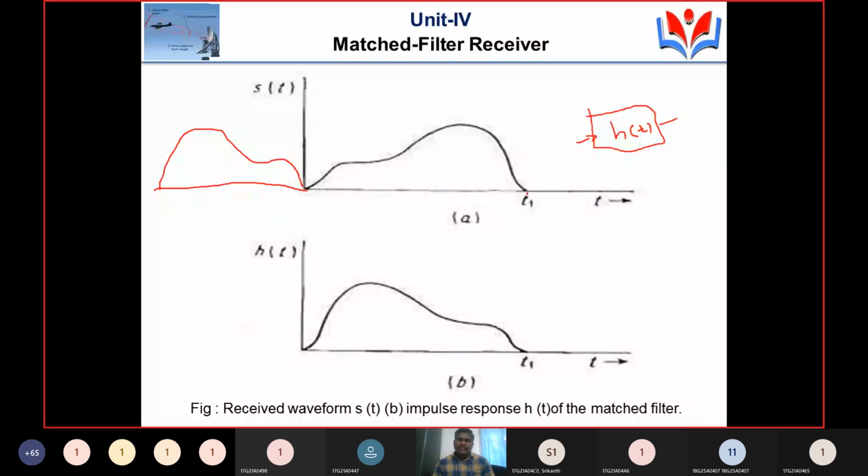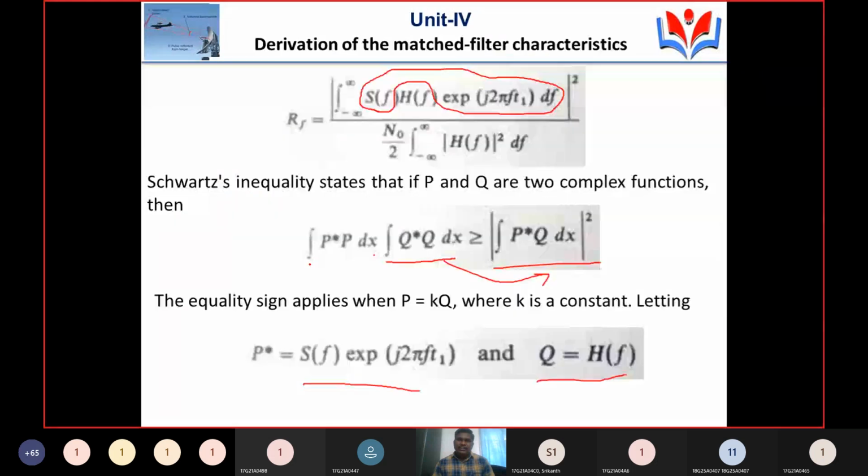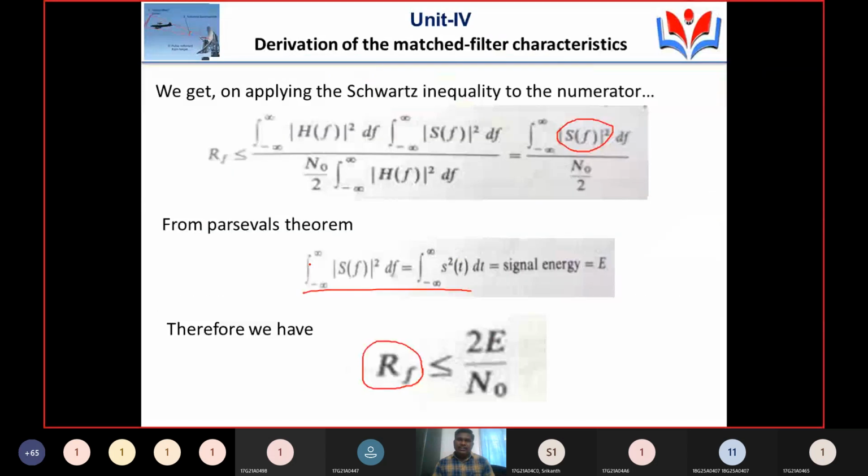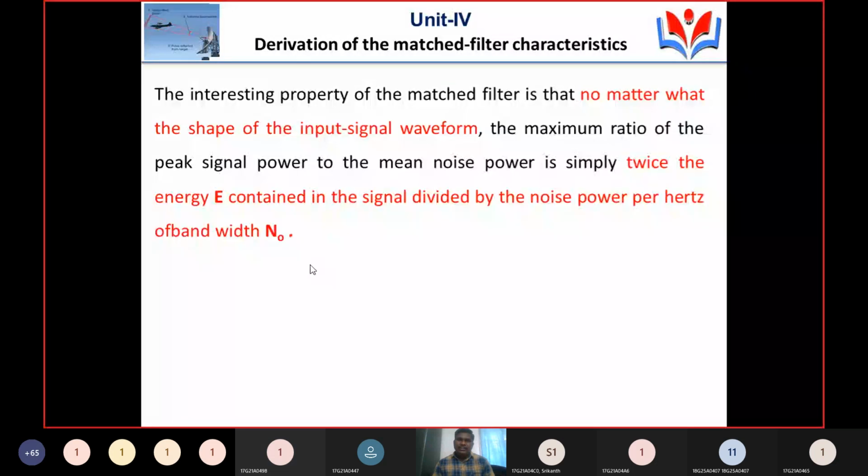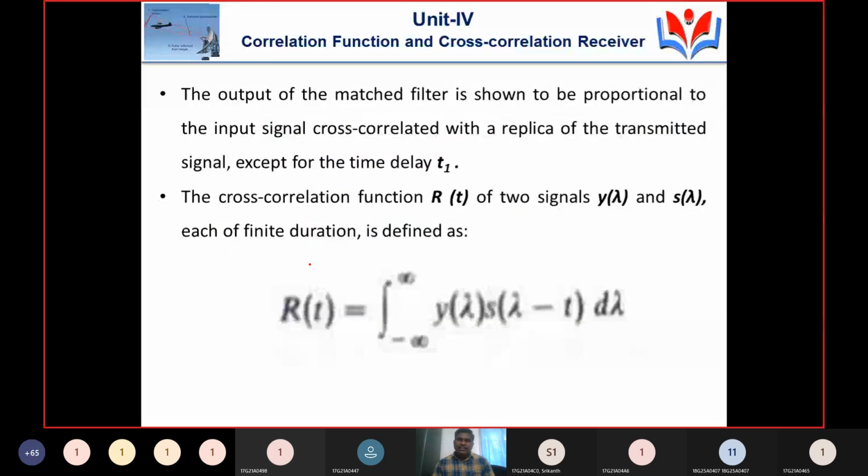This is the received input signal and the impulse response of the system. These two are replicas of each other. That's why we have seen here that it is the replica of the transmitted signal s of t, and the input signal is correlated with the replica of the transmitted signal. So the cross correlation function R of t of two signals is defined like this. This is the definition of a cross correlation.